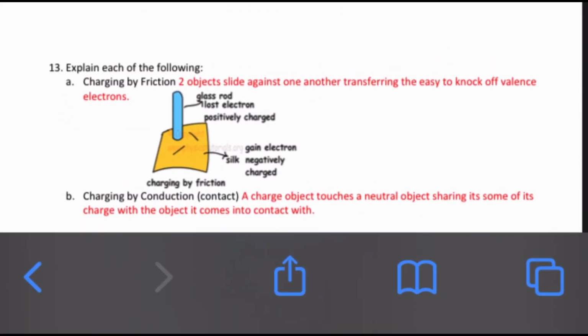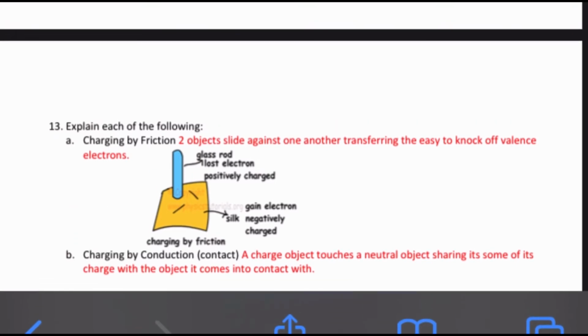Two objects slide against one another, transferring the easy to knock off valence electrons. Oh, that's actually dope, because the valence electrons are the ones that stay on the outside and they're easily able to be taken away and stuff like that. So that's actually a really good explanation for that.